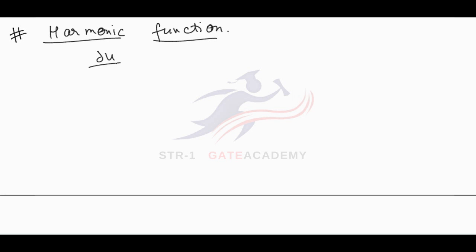Let us define one more function, sometimes called a harmonic function. I'll tell you how the questions are asked, but let us first understand the kind of questions. Harmonic function. Okay. Now, what was the CR condition? CR condition says that del u by del x should be equal to del v by del y, and del u by del y should be equal to minus del v by del x. Right?